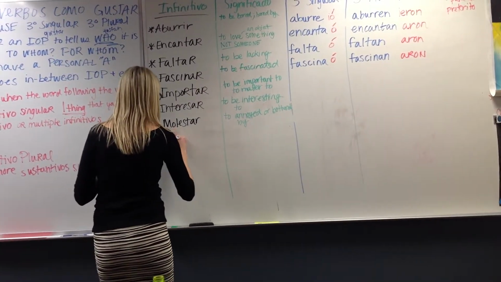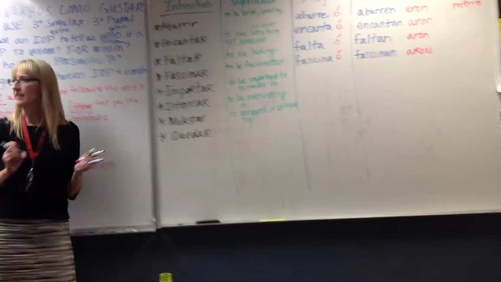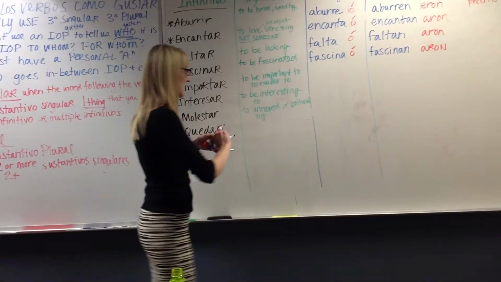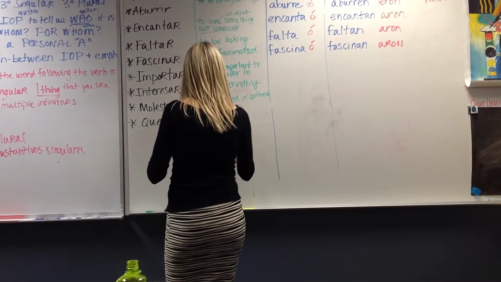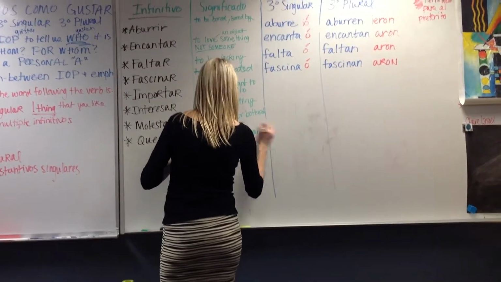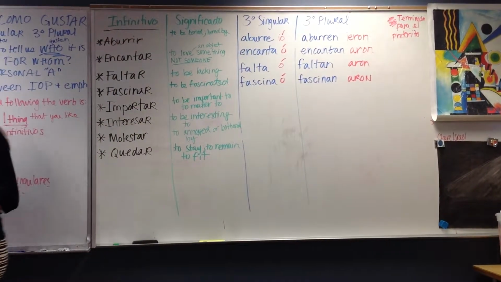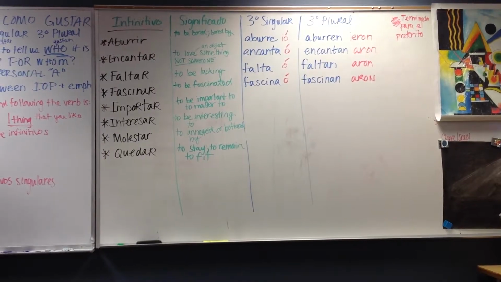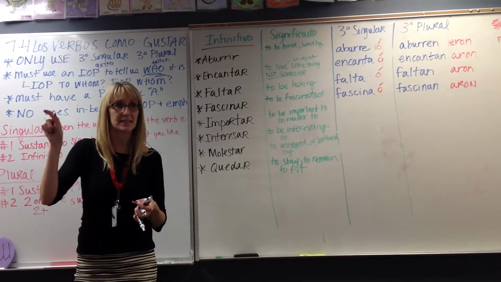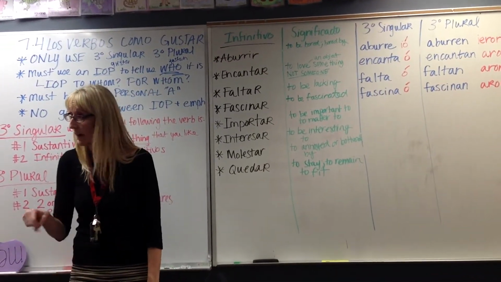How about to remain or to stay? Quedar. This is one of the less intuitive verbs: to stay, to remain, to fit. So let's look at a couple examples. Ahora, son las 3 menos 17. Son las 3 menos 17 right now, ahora.